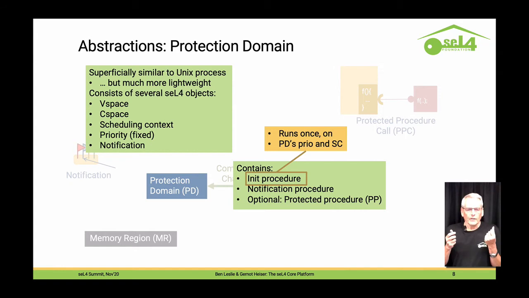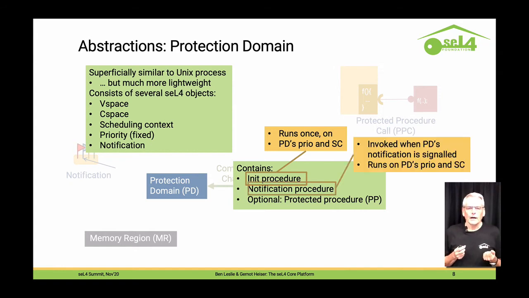And then there is a notification procedure, and this one is invoked when the PD's notification is signaled. Remember, I said a protection domain has a notification, and whenever that is signaled, then the notification procedure is invoked. So this makes an event-driven programming model for protection domains, and that's pretty much where it is. In the machinery behind, there's an event loop, and what it does is it invokes a notification procedure when the notification comes in.